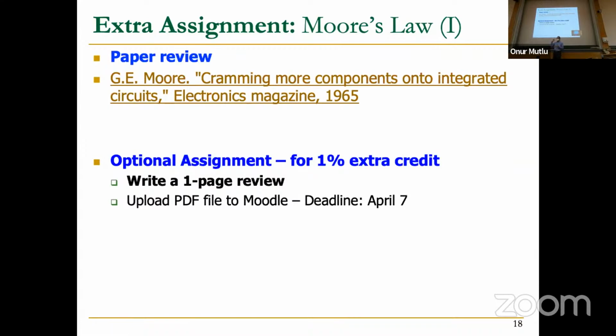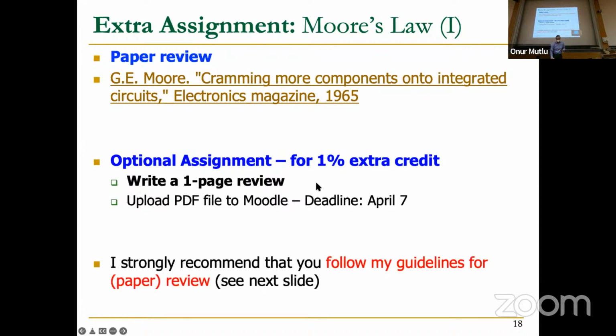We discussed this actually, Moore's law. Moore wrote this paper in 1965. It's a seminal paper. It's an important reading. I think not many people read this sort of readings. It's only 2.5 pages, and I'll ask you to review it. Again, it's completely optional. But if you do this review, you'll get 1% extra credit. Sounds good, right? So now I gave you a good deal.